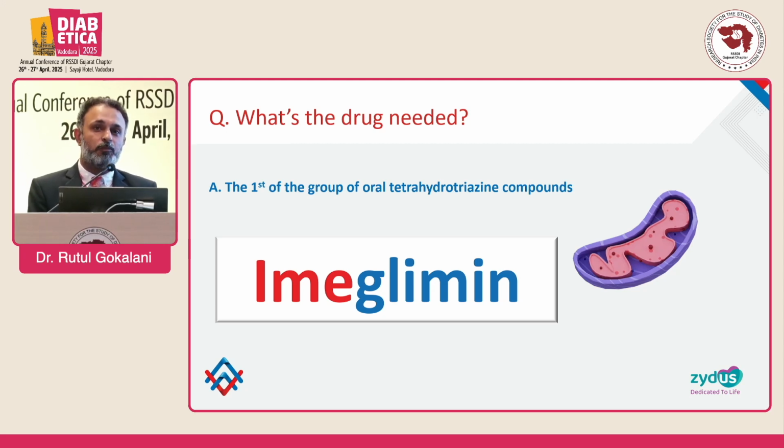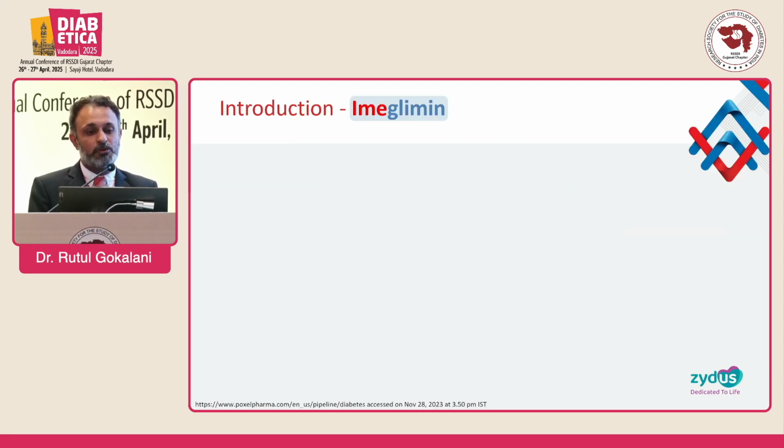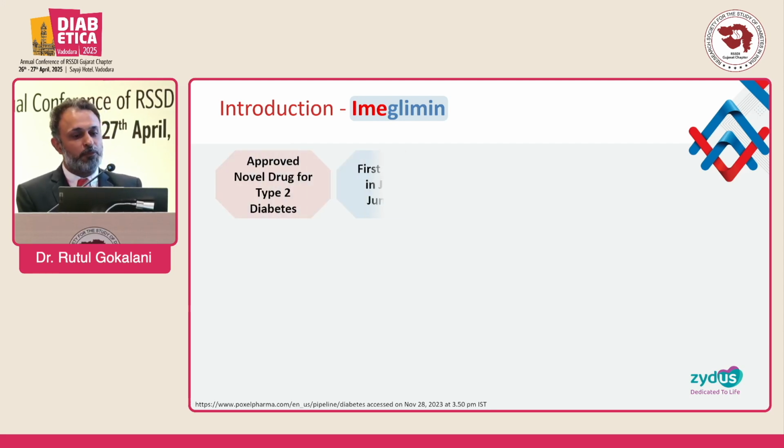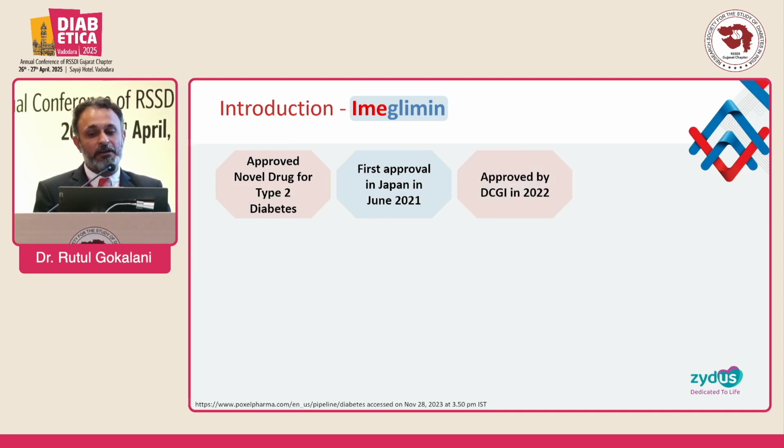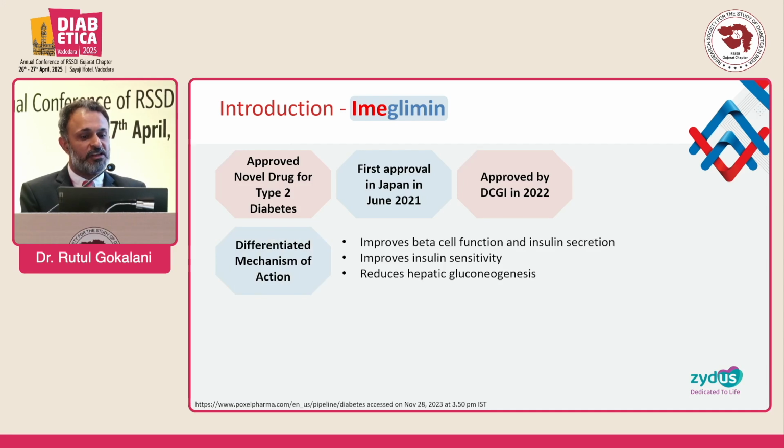This kind of molecule is coming and we are very much hopeful that it works at the mitochondrial level. So it attacks the very pathophysiology of diabetes and this is also welcomed. If you see, imeglimin is approved for type 2 diabetes in Japan in 2021, and in India it was approved in 2022 by the DCGI.